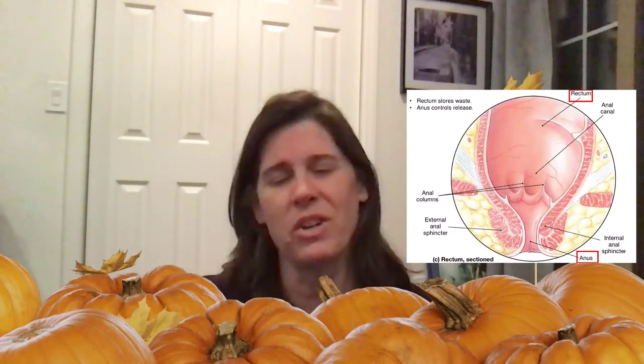Okay. And when we do the urinary tract, we'll see that we have a similar relationship of internal and external sphincters around the urethra. So it's the same thing for urinating as well. Okay, that's it for digestion.